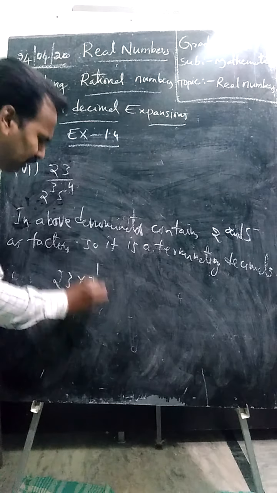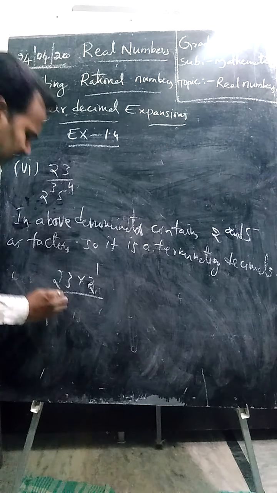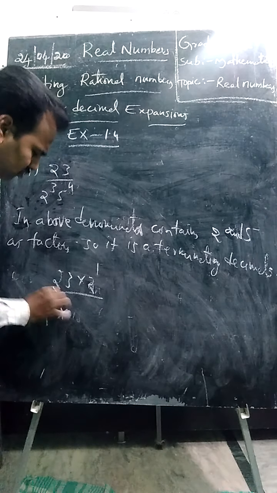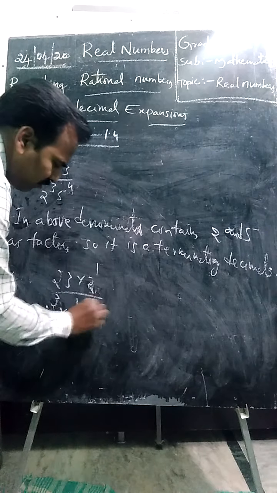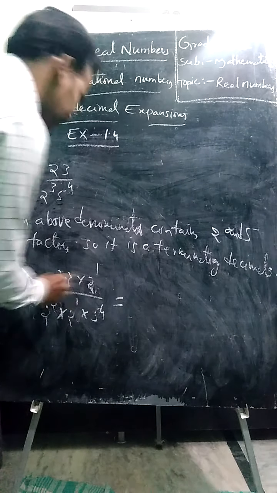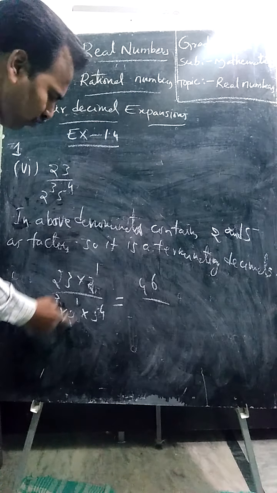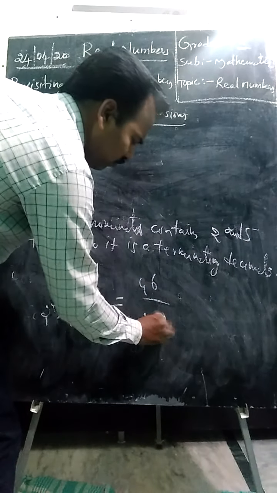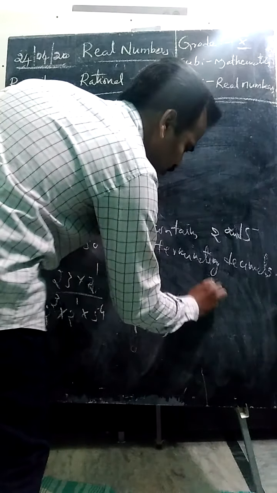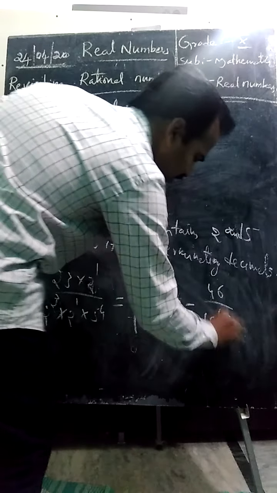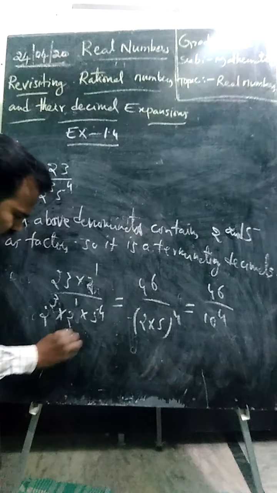23 into 2, because to make 2 power 3 into 2 power 4, which equals 5 power 4, we multiply. So 23 times 2 is 46, by 2 power 3 into 2 power 1, 2 power 4, we can write 2 into 5 whole power 4, as you know, law of exponents, 10 power 4. 10 power 4 means what, students?